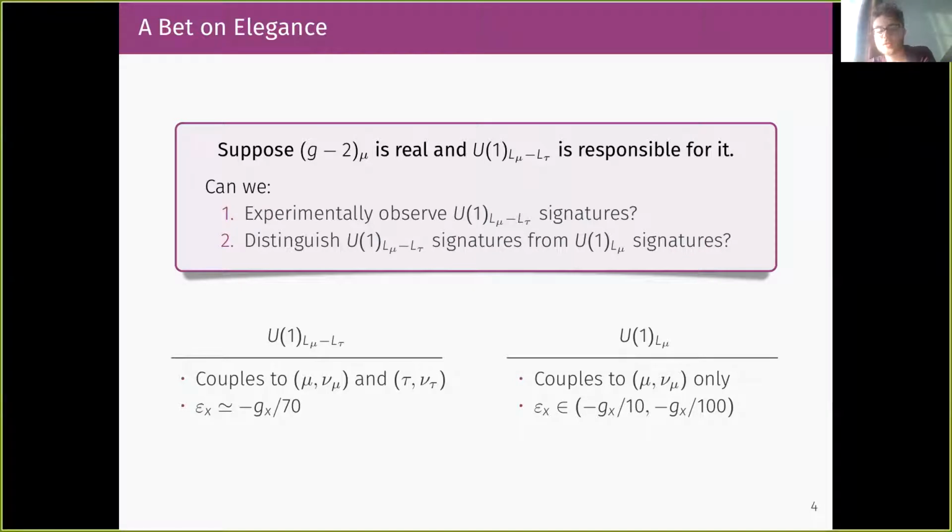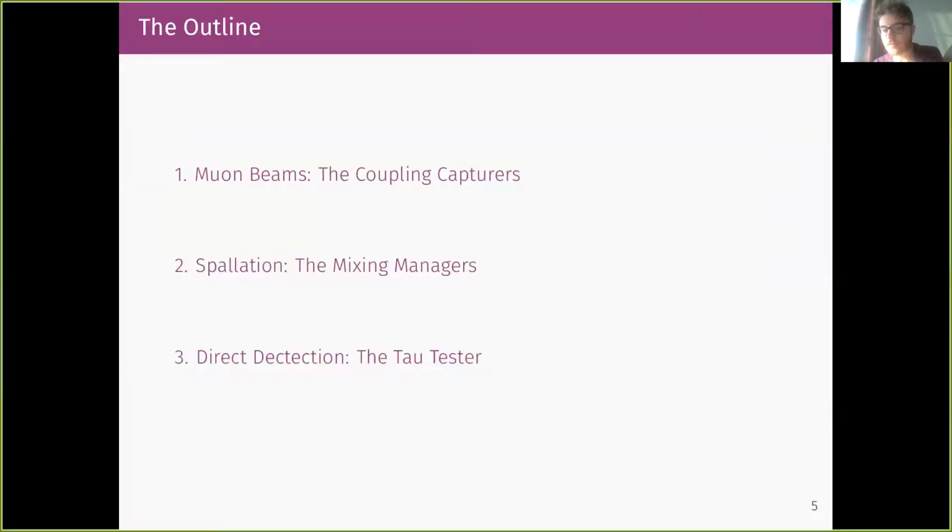And very importantly as well, the kinetic mixing value of the L mu minus L tau model is within that bound. It's within the allowed set of values for the L mu. So we can begin to see where some troubles might arise. So what we want to do is come up with an experimental strategy to actually tell if we can actually see this L mu minus L tau.